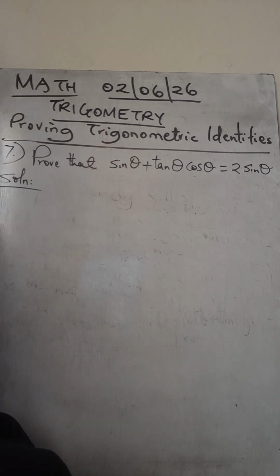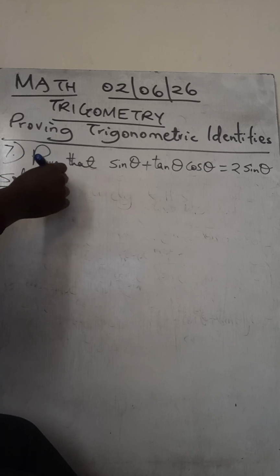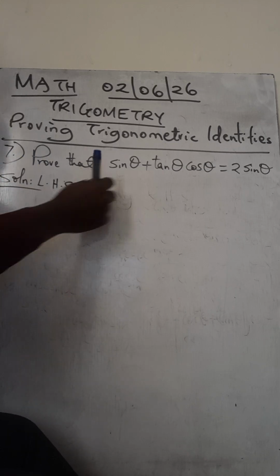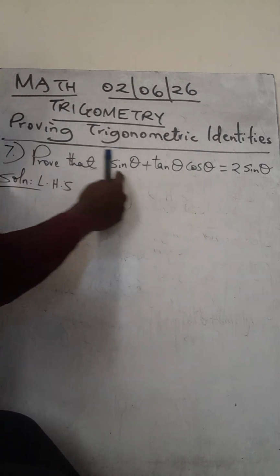There is another one here. You prove that sine of theta plus tangent of theta times cosine of theta equals 2 times sine of theta. Let us use the left hand side to prove this. The left hand side is this part. We want to show that this part indeed equals this part.